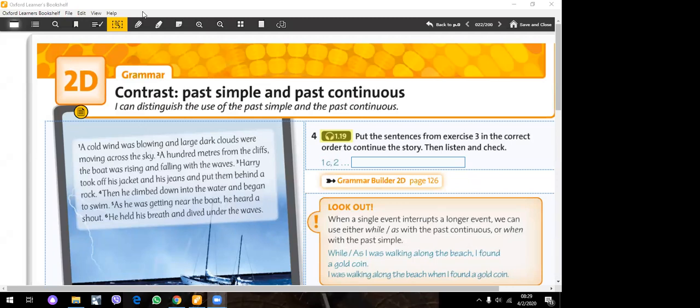Okay, today we are going to learn past simple and past continuous. We are going to compare and contrast these two tenses, okay? But before examining them, I want to ask you about the past simple.